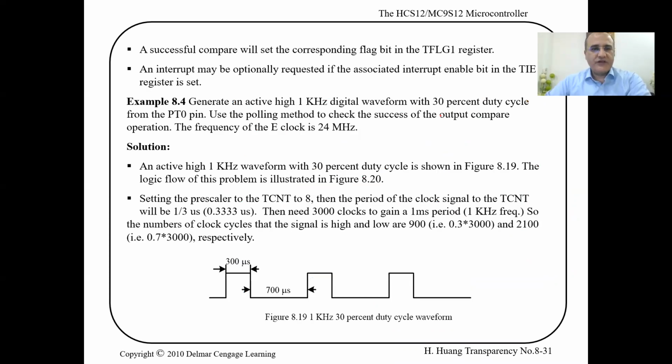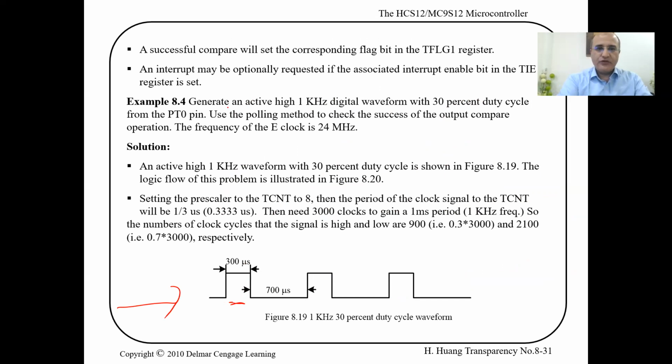We can use this output compare method to generate waveforms. With the input capture, we were able to detect waveforms and measure timing between events, between rising edges, falling edges, or both. The output compare is the opposite. We can generate a waveform with specific timings that we choose.